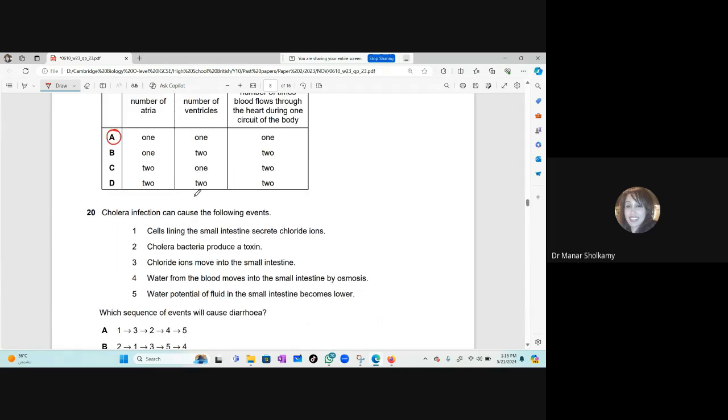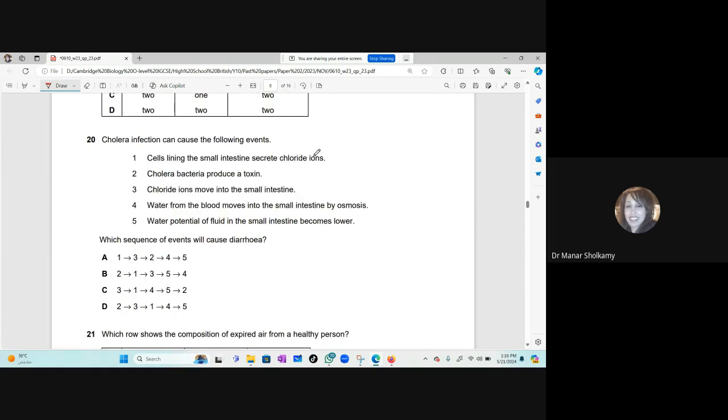Cholera infection can cause the following events. 1. Cells lining the small intestine secrete chloride. 2. Cholera bacteria produce toxin. 3. Chloride ions move into the small intestine. 4. Water from the blood moves into the small intestine by osmosis. 5. Water potential of fluid in the small intestine becomes lower. Which sequence of events will cause diarrhea? What do we start with? 2. Yes, we start with 2.